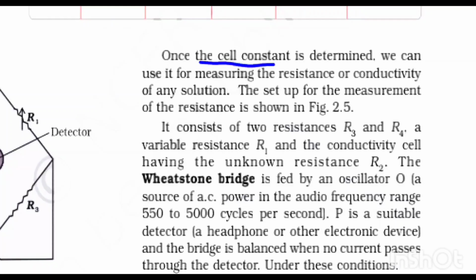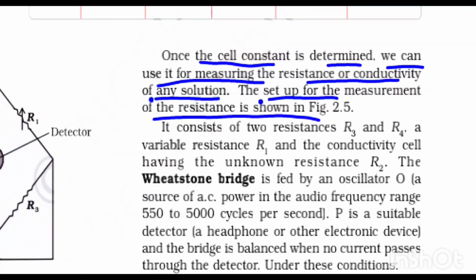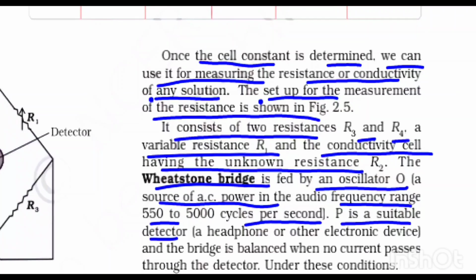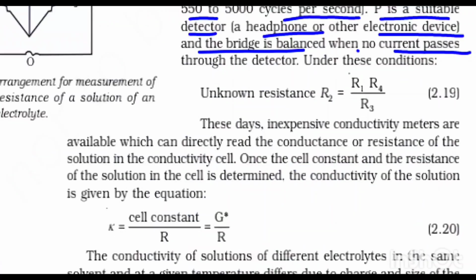Once the cell constant is determined, we can use it for measuring the resistance or conductivity of any solution. The setup for the measurement of the resistance is shown in figure 2.5. It consists of two resistors R3 and R4 and a variable resistance R1, and the conductivity cell having the unknown resistance R2. The Wheatstone bridge is fed by an oscillator O, a source of AC power in the audio frequency range from 550 to 5000 cycles per second. P is a suitable detector, a headphone or other electronic device. The bridge is balanced when no current passes through the detector. Under these conditions, unknown resistance R2 is equal to R1 into R4 by R3.